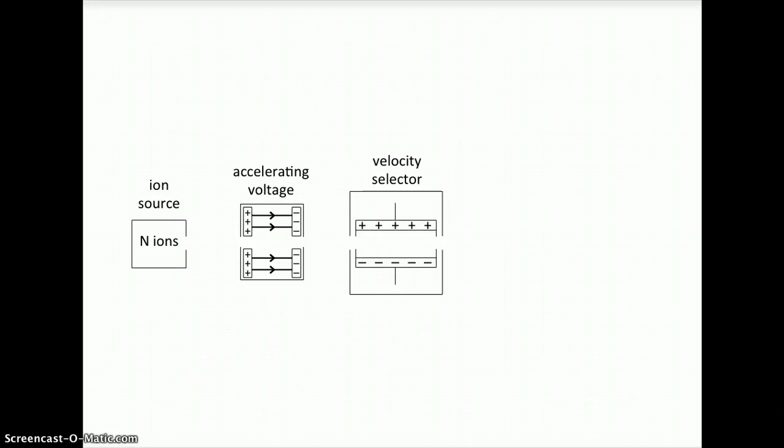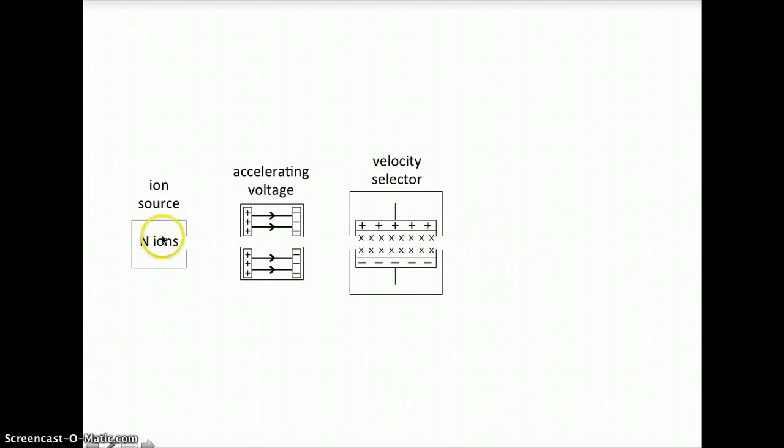It has a positive and negative plate. There's an electric field pointing down. But in addition to the downward electric field, there's also a magnetic field, which is crossed, or at a right angle, to the electric field. The way we know it's crossed is because the X's indicate that the magnetic field is into the page, and going into the page is perpendicular to going down.